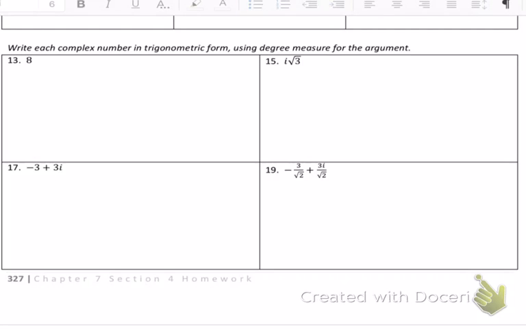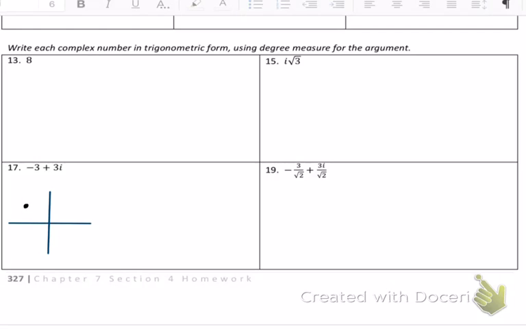So number 17, I'm supposed to write each complex number in its trigonometric form using degree measure for the argument. What part did your calculator spit out wrong? I was trying to find what the degree was. The degree of the measure? Okay, with these, the easiest thing you can do is draw yourself a picture to make sure the angle you get makes sense. So if I draw the picture of this, my real is -3, so I'd go -3 and I'd go +3. So I'd end up somewhere up here.